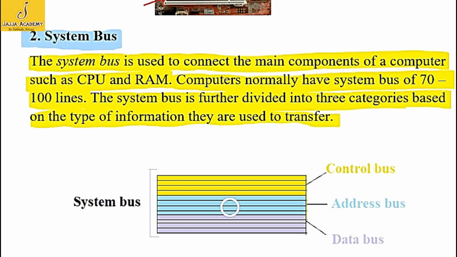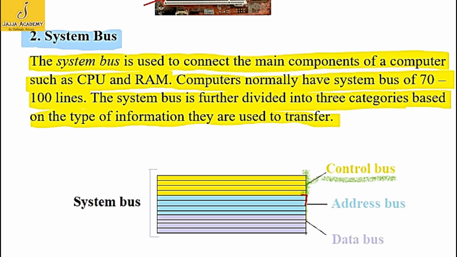Let's understand it with the help of this diagram. Suppose this is a system bus, and a system bus can have multiple lines, and each line has to perform a specific task. So based on the functionality performed by lines on the system bus, they are divided into three categories. For example, the lines in this yellow part are used to transfer control signals from one component to another. That's why it is named a control bus.